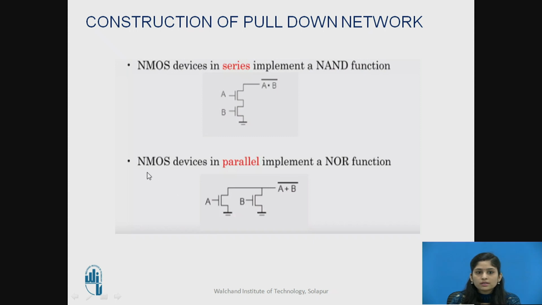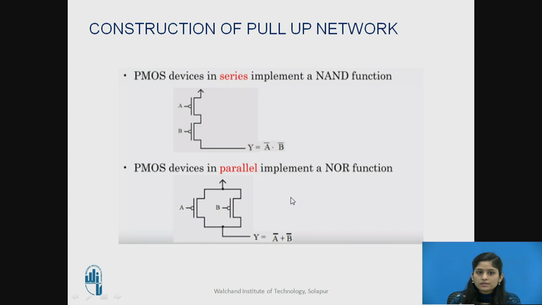Now let us understand the construction of the pull down network. When two NMOS devices are connected in series, it will implement a NAND gate operation, that means A dot B whole bar. And if two NMOS are connected in parallel, it will implement a NOR gate function, that means A plus B whole bar.